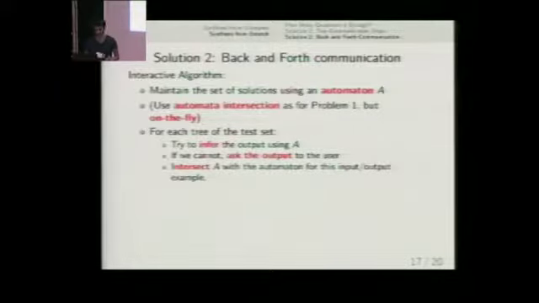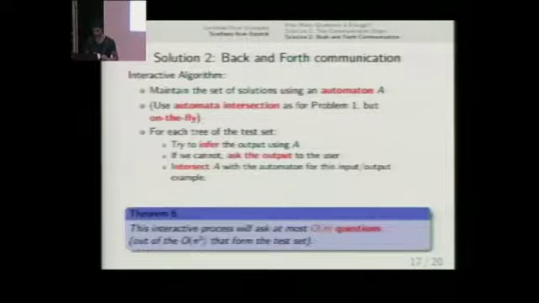And this seems like a small optimization, but in fact we can prove that this interactive process will only ask at most a linear number of questions out of the n to the power of 3 trees that it is going to look at. So it will be able to infer the output for many of the trees from the test set.